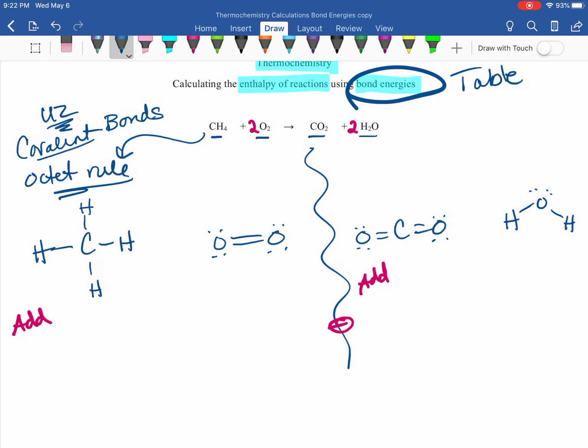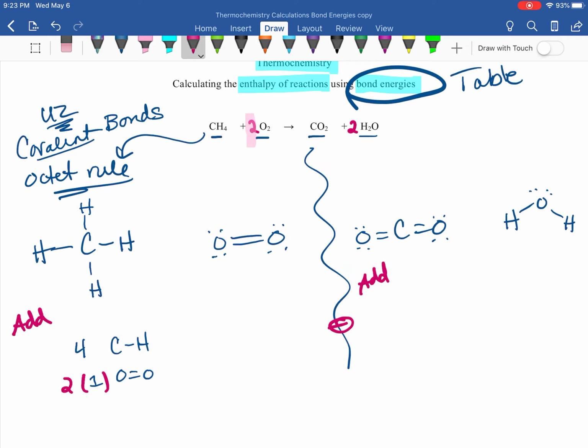Okay, now we still do our moles and everything. So I'm going to literally add up each bond. We're going to break each bond and make each bond. So on this side, I have 4 CH bonds. And then I have that oxygen double bond. Okay, but wait for it. Don't we have moles there? Absolutely. We have 2 of those.